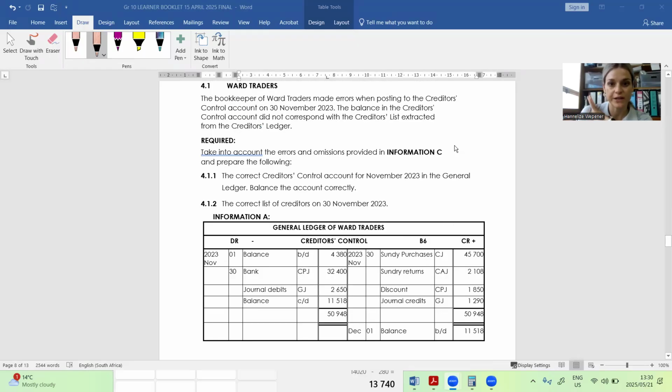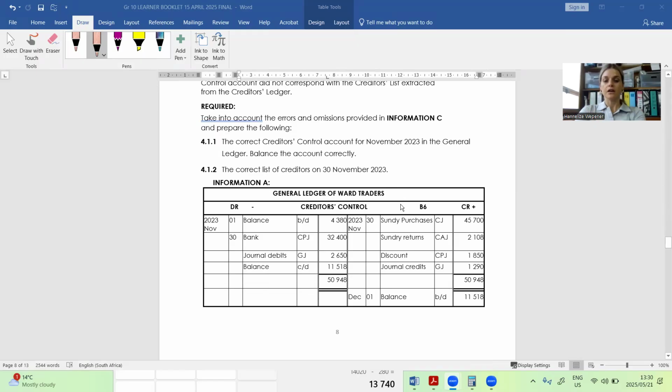Right. Now we have creditors. So this is your creditors control account in your general ledger on the 30th of November 2023. So you have now recorded all of your source documents in your subsidiary journals, and this is your creditors control account. When looking at this, you should already see something went wrong, because I have a balance on the debit side, but I know that creditors are liabilities. So if I owe them money, then surely the balance should be on the credit side.